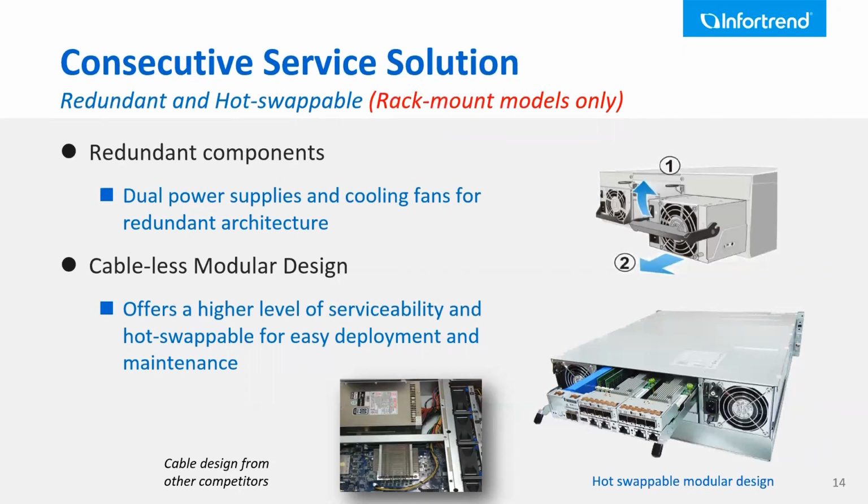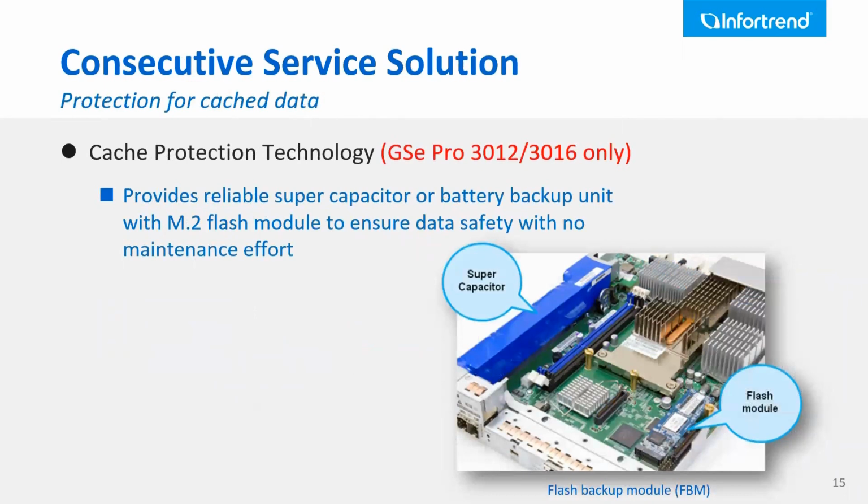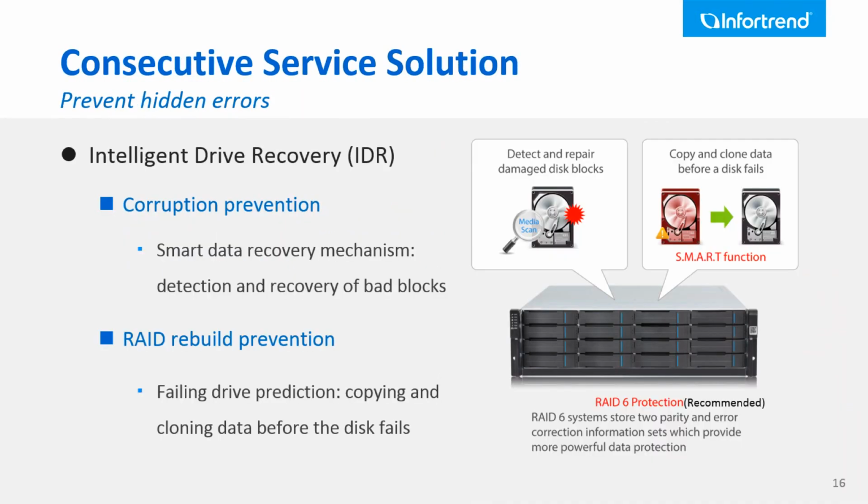For your reference, the slide also depicts the cable design from other vendors. The GSe Pro 3012 and 3016 models are equipped with the cache protection technology, thus ensuring data safety with no maintenance efforts. It is a protection for the cached data. Another factor of consecutive service solution is to prevent errors. The resolution for that is the intelligent drive recovery and RAID rebuild. This helps to detect and repair damaged blocks on disks. RAID rebuild allows copy and clone of the data before disk fails.